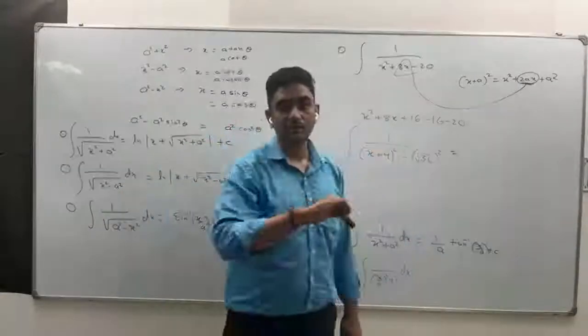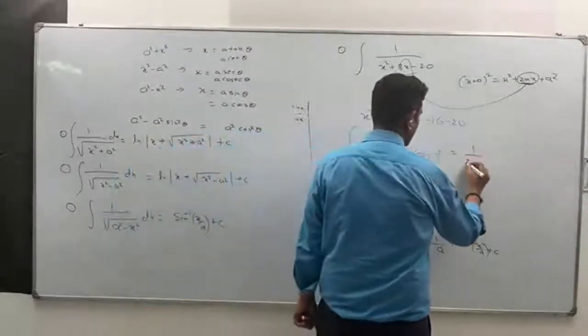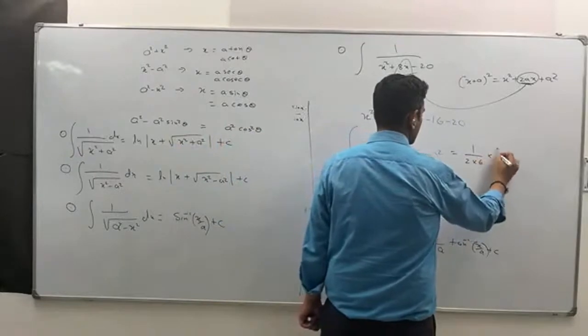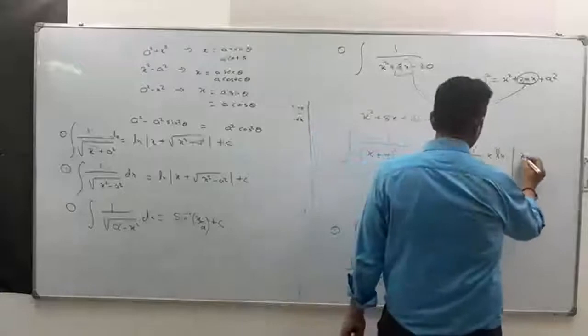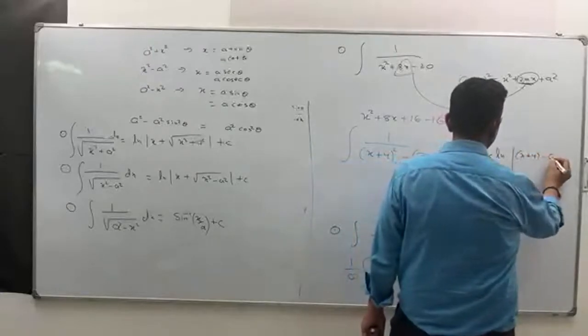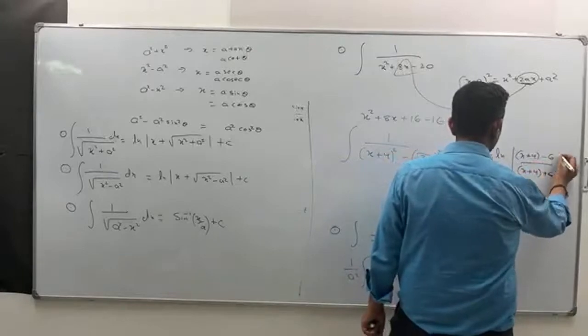Okay, so what will be the answer? Now you guys tell me the answer. Look at the formula. 1 by 2 into 6 ln of (x plus 4 minus 6) upon (x plus 4 plus 6) plus c. That's it.